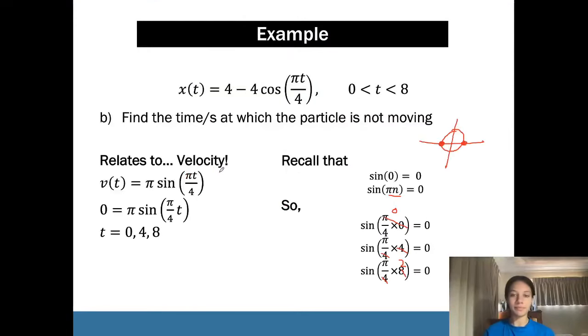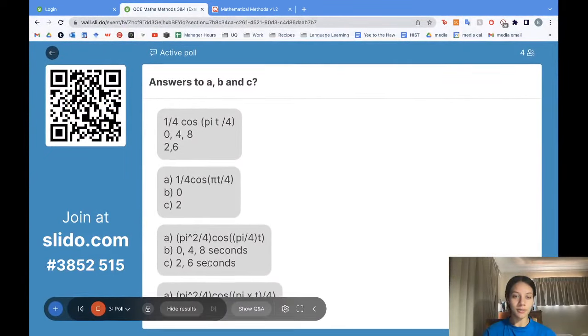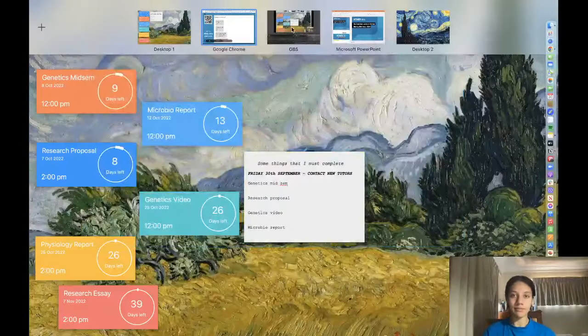Alrighty, so the next part is to find the times at which the particle is not moving. We have to relate it to our velocity, so it won't be moving when our velocity is 0. So we equate that to 0, so that'll be 0 equals pi sin(pi on 4 t), and I believe actually everyone's gotten 0, 4, and 8 seconds. Nice.